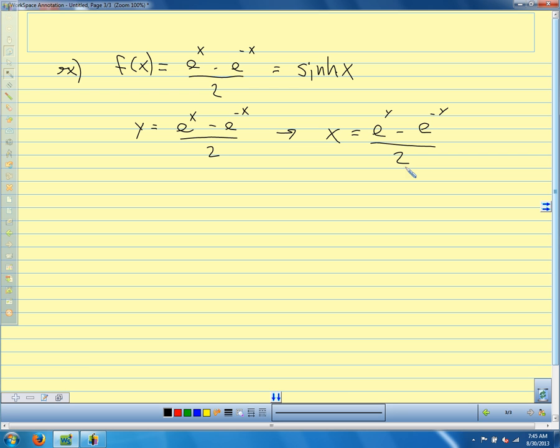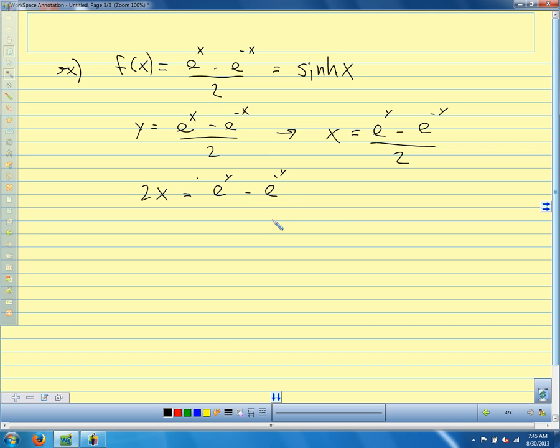All right. So how are we going to solve for y? Multiply by 2. So we get 2x equals e to the y minus e to the minus y. What do we do now? We would end up with a natural log of this quantity.